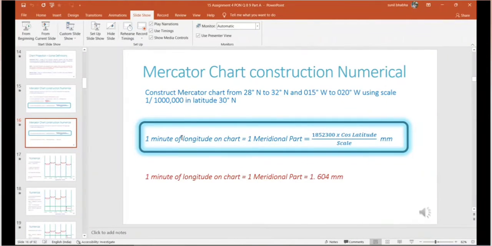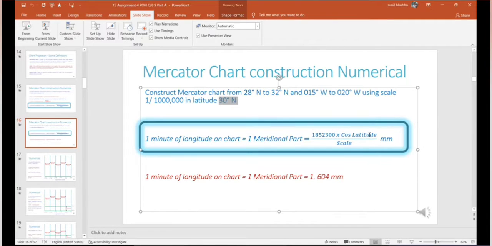Okay. Now beta, we saw 1 minute of longitude is equal to 1 meridional part. Its formula is 1852300 into cos of latitude divided by the scale, or the ratio. So the latitude which is to be used here is the same latitude on which the scale is referenced. If you look in the question, they have said using a scale of 1:1000000 in latitude 30 degrees north. So we have to use this 30 degrees north latitude in our formula.